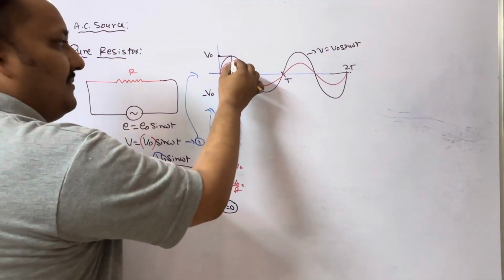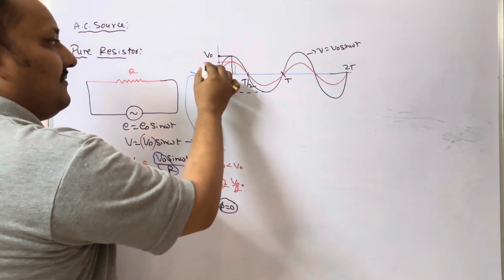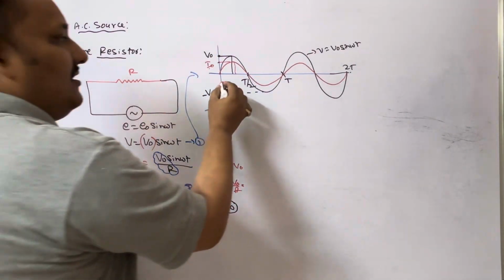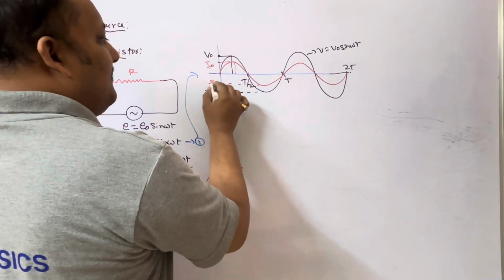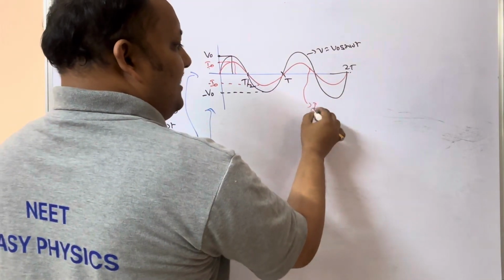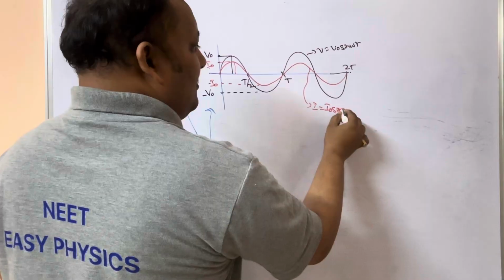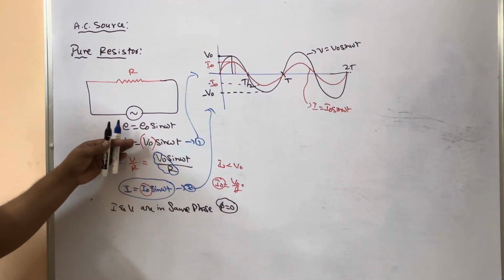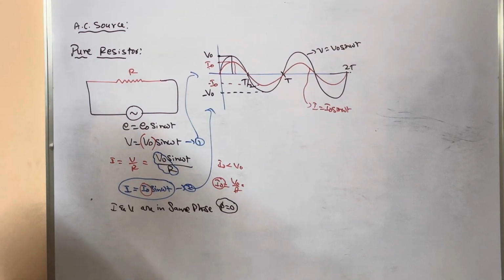This peak value is going to be I naught. Definitely I naught should be less than V naught, we have to draw. This is going to be minus I naught. So this red color one is going to be I is equal to I naught sin omega t. This is the wave representation of source of AC and alternating current.